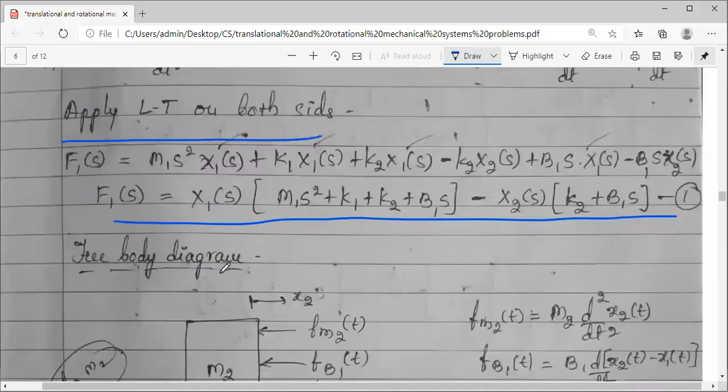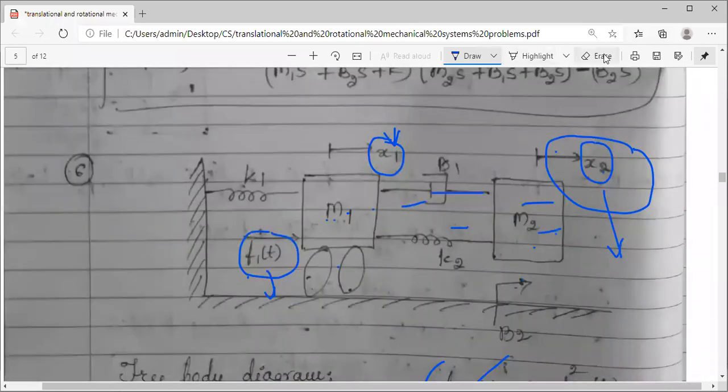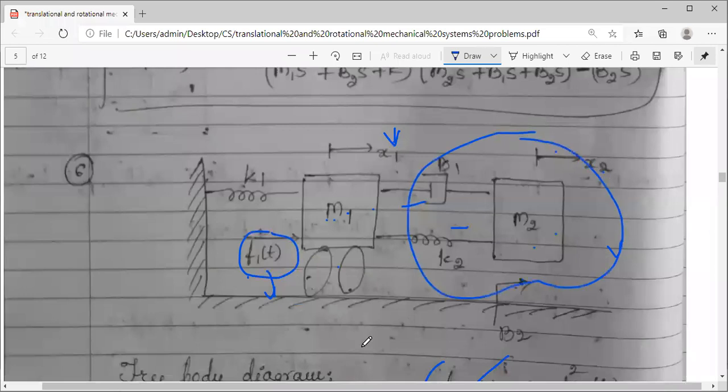Similarly, what we have to do is draw the free body diagram for the second mass. Consider the second mass. How many forces are there here? Any external force we are applying here? No, we are not applying any force. So check how many elements are connected. There is a mass, so Fm2. There is a damper element, Fb1. There is a K2 spring, so Fk2. So three forces. And see here, don't forget this: Fb2 is also there, frictional force.